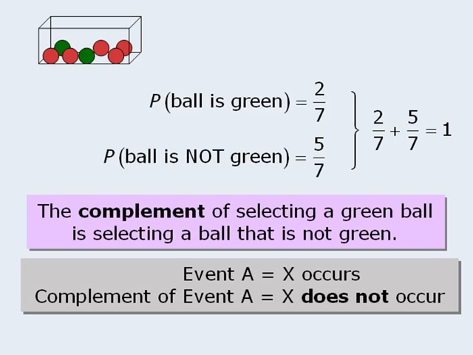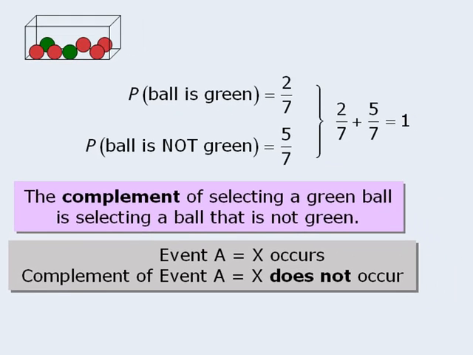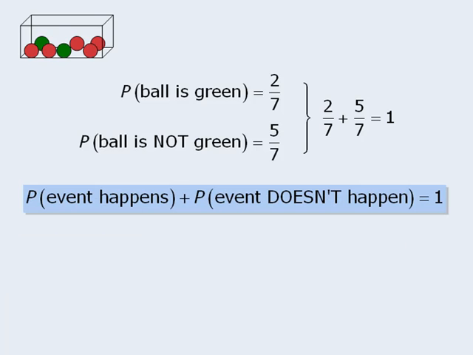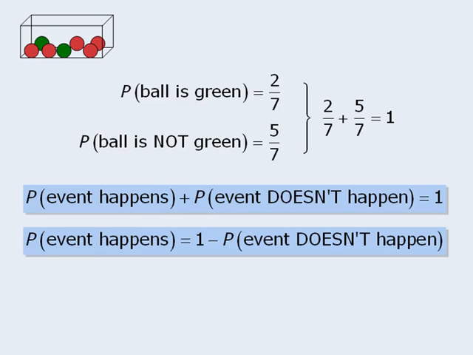Now you don't need to remember the definition of the word complement. However, you should remember these results, which we can generalize as follows. The probability that an event happens plus the probability the event doesn't happen will always equal 1. Or we can rearrange this equation to conclude that the probability that an event happens will always equal 1 minus the probability the event doesn't happen.